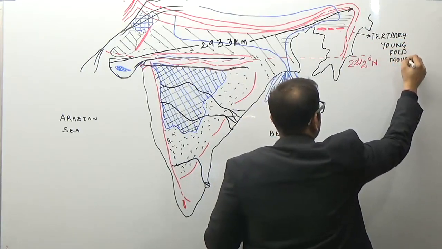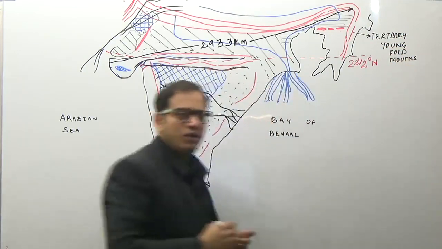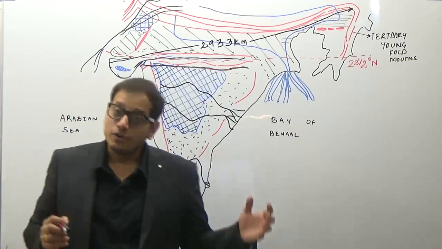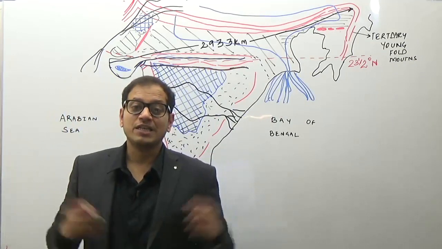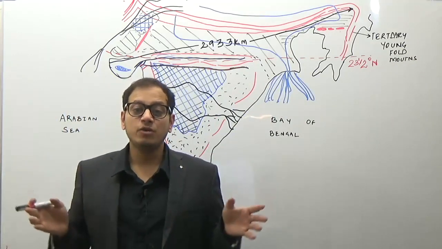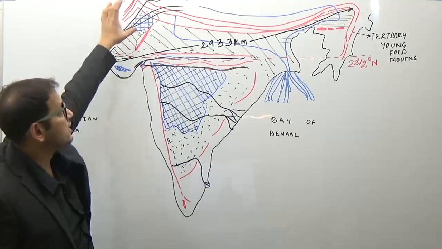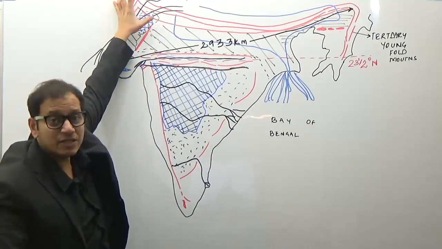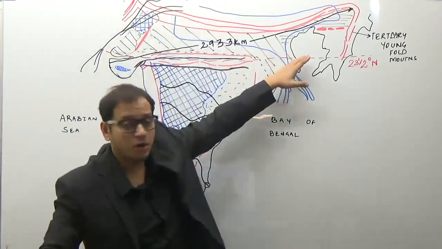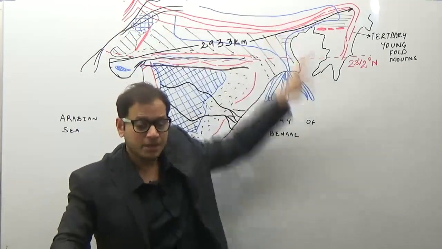We already know this from the section on geomorphology, that the Himalayas are the young fold mountains of the world. These are the Himalayas, the Tertiary young fold mountains of the world, which are slightly higher in the western part, but are nearer to the Tropic of Cancer in the eastern part.